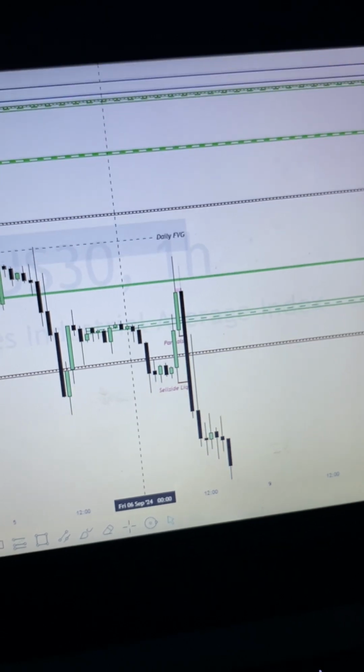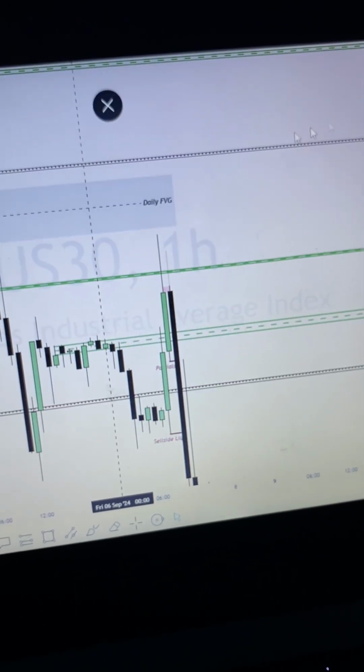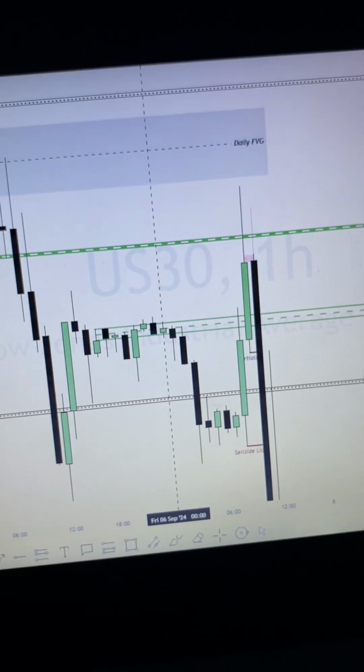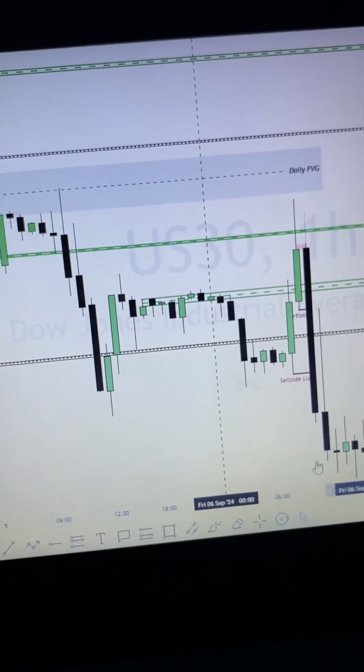So today's price action, this is US30. That's why it doesn't look clean on the eye, but I'm gonna try and dissect everything. So this is midnight open, entering Friday.